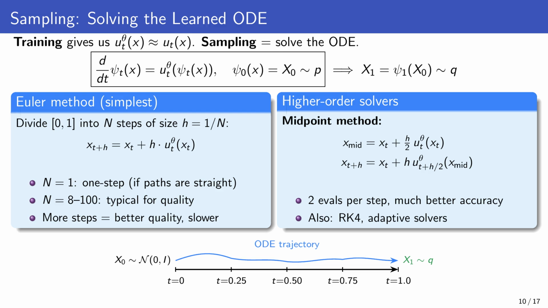Higher-order solvers like the midpoint method give much better accuracy per step at the cost of more network evaluations. The midpoint method evaluates the network at the current position to get an estimate of the halfway point, then evaluates the network again at that halfway point to get a better velocity estimate. Each step costs 2 network evaluations instead of 1, but the error decreases much faster. In production systems, 8 to 100 steps with the midpoint or Runge-Kutta solver is typical. The flow matching library provides all of these solvers ready to use.